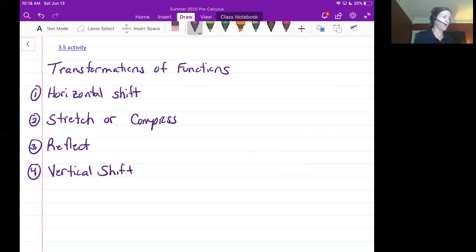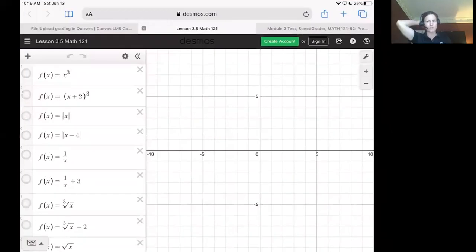Our ultimate goal is we want to be able to get to a graph such as this. And we want to be able to take the parent function, and then shift and move where this graph's going to be. So the first thing I want to look at is horizontal shifts. So I'm going to move over to this activity called Desmos. Again, there's a link to it on our Canvas page for you.